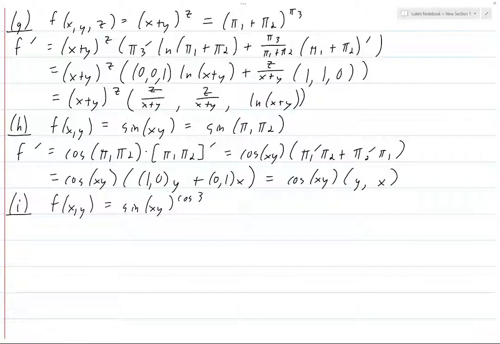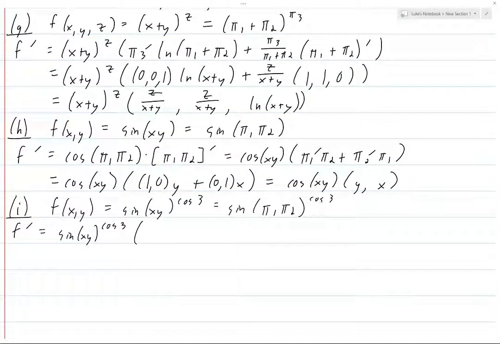we put it on the outside, and now the first term is going to be cosine 3 prime times the natural log of sine of pi 1 pi 2. But cosine 3 prime is 0 because cosine 3 is just a constant. So taking the derivative of a constant is 0, and that term completely drops out. All that we're left with is the second term, which is cosine of 3 over sine of pi 1 pi 2. Then we have to multiply by the derivative of sine of pi 1 pi 2.